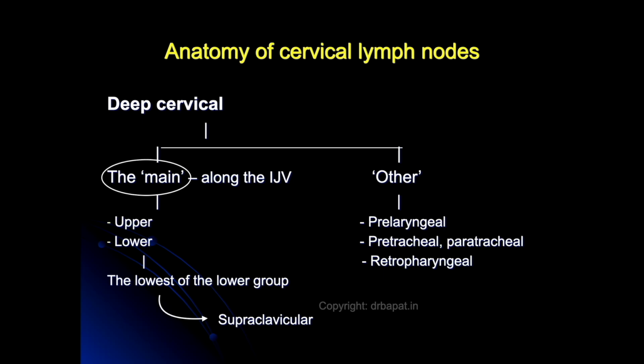They are usually subdivided into upper and lower groups. Some authors, however, mention upper, middle, and lower. The lowest nodes in the lower group extend behind sternocleidomastoid into the posterior triangle of the neck, forming the supraclavicular group, which contains numerous lymph nodes. The other deep cervical nodes include prelaryngeal, pretracheal, paratracheal, and retropharyngeal nodes.